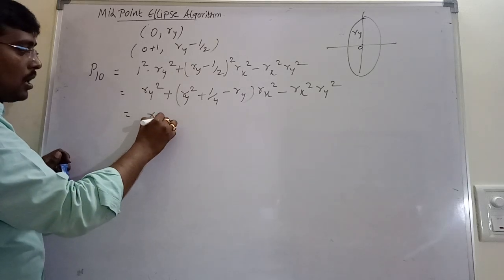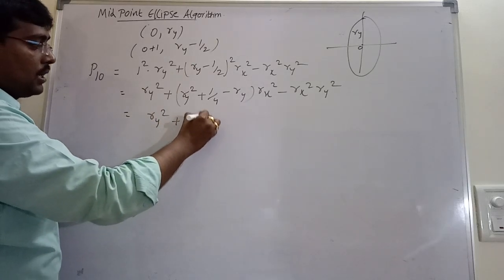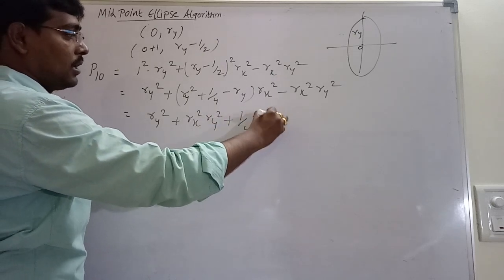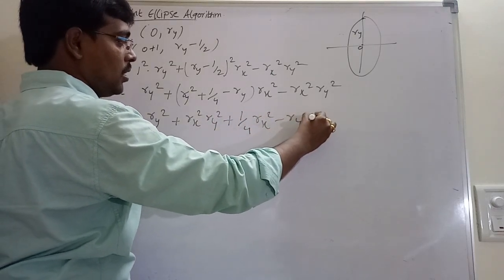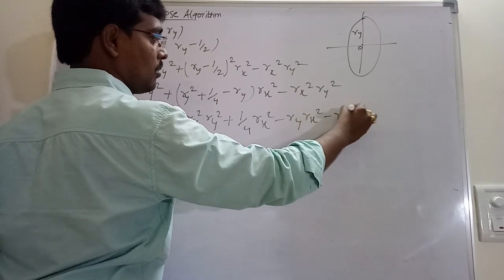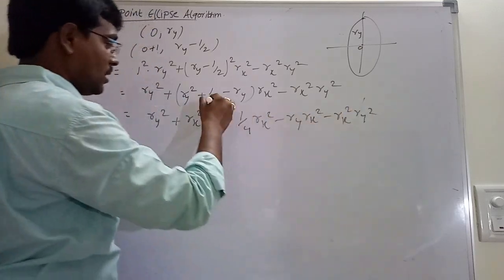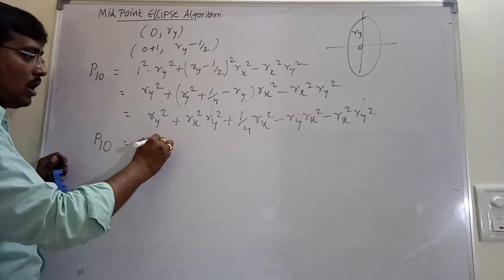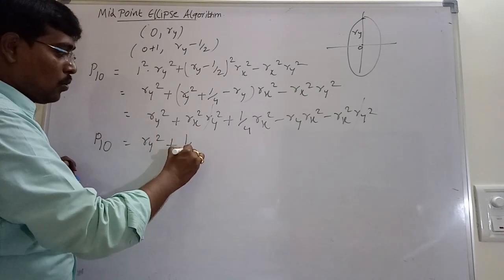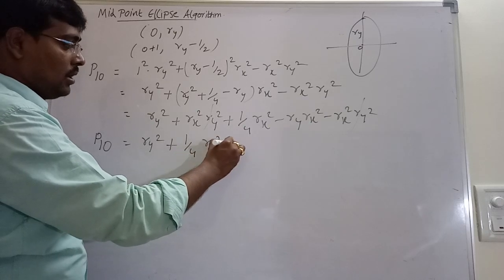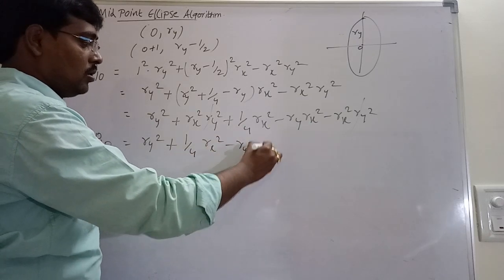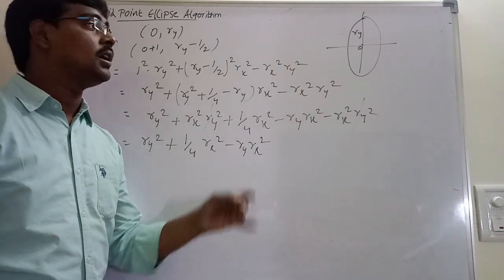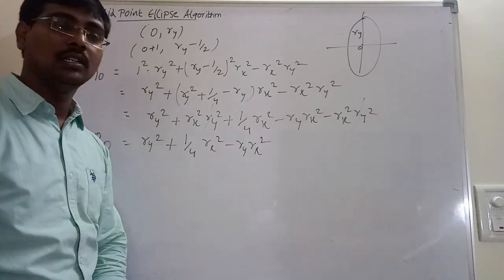So this means ry square plus rx square into ry square plus 1 by 4 rx square minus ry into rx square. So these terms and these terms are cancelled. The initial decision parameter is equal to ry square plus 1 by 4 rx square minus ry into rx square. Now region 1 is completed. Next we will move to region 2.